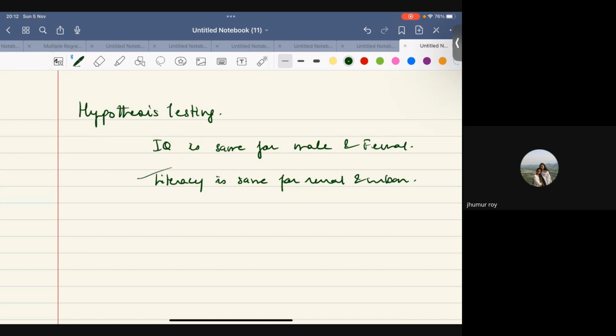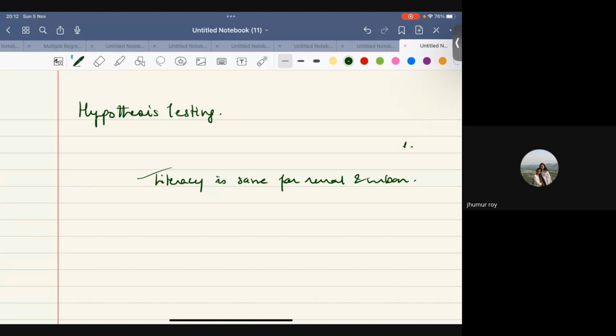So generally for this, let me not discuss gender. So suppose I say that literacy is the same for rural and urban areas. This we know is 100% coming out to be wrong. We will find in our result that there is a difference between rural and urban population. So I want to prove that there is a difference between rural and urban population. But when I write the hypothesis, I will always write that there is no difference between rural and urban population. So that is how we test hypothesis.